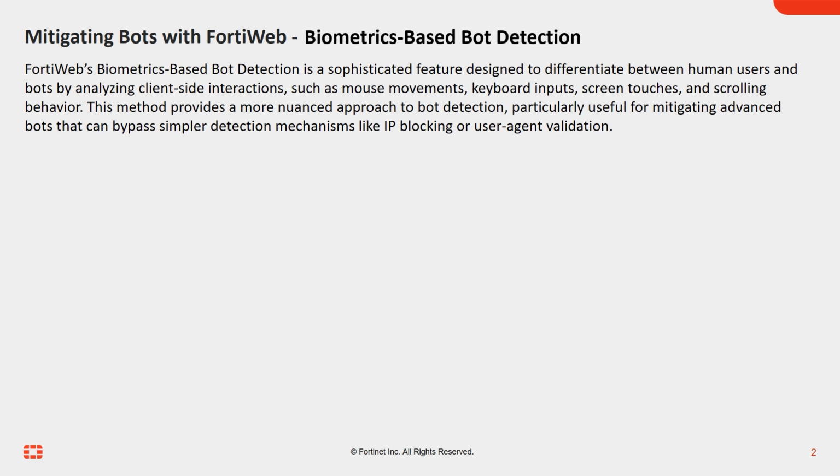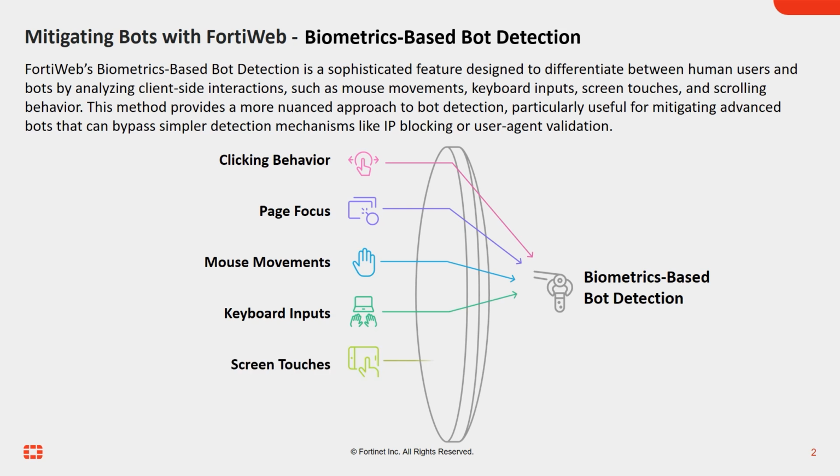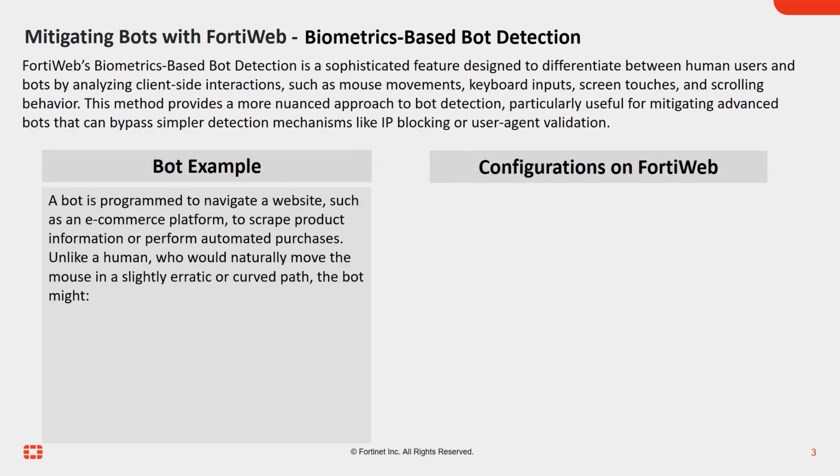In this video, we'll focus on FortiWeb's biometrics-based bot detection. It analyzes client-side interactions, such as clicking behavior, page focus, mouse movements, keyboard inputs, screen touches, and scrolling behavior. In this example, a bot is programmed to navigate an e-commerce website to scrape data or perform automated purchases.